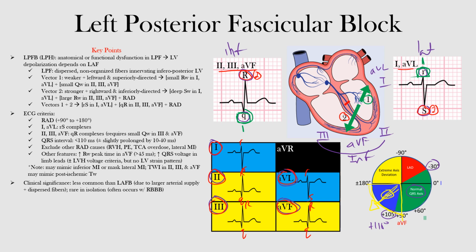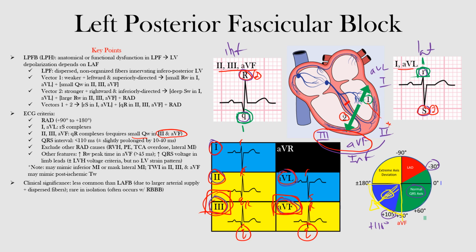Now this QR complex requires a small Q wave in leads 3 and AVF. Here's lead 3 and here's lead AVF. Notice that 3 and AVF are here, so they're going to get the most negative deflection compared to lead 2, which is closer towards vector 1. So in lead 3 and AVF, we want to see these small Q waves present. Hopefully this is starting to make sense. The QRS interval is generally normal but may be slightly prolonged by 10 to 40 milliseconds from this conduction delay. And if you haven't noticed already, these are pretty much the opposite findings in the same leads as we would see in left anterior fascicular block.